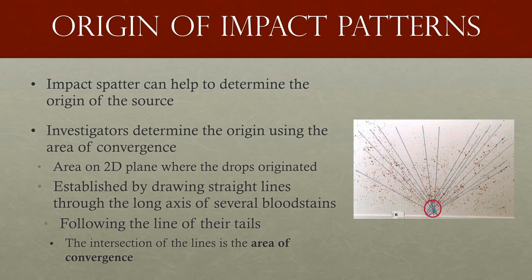Anytime that an object hits a source multiple times, they're never going to produce exactly the same pattern. So a number of impacts can be determined by drawing areas of convergence for groups of spatters. Kind of gives a better idea as to the series of events that took place.